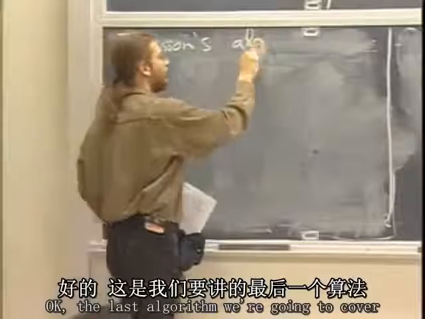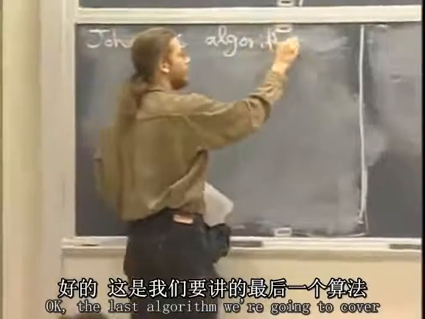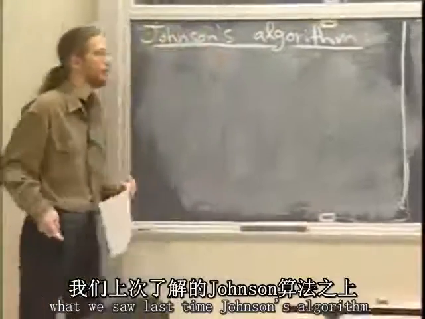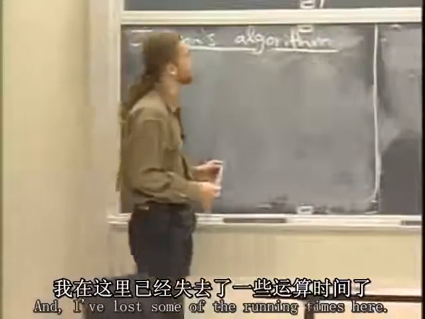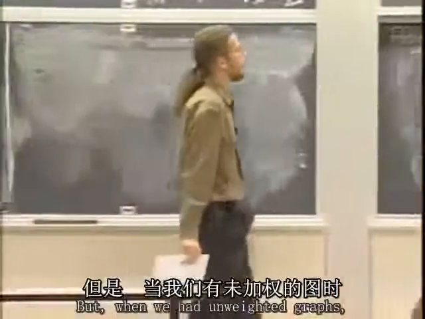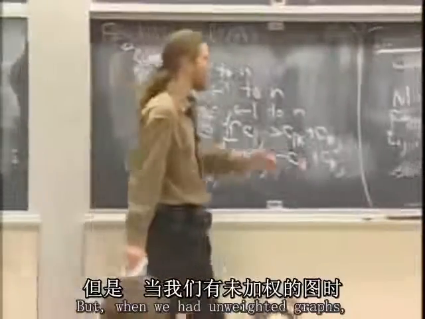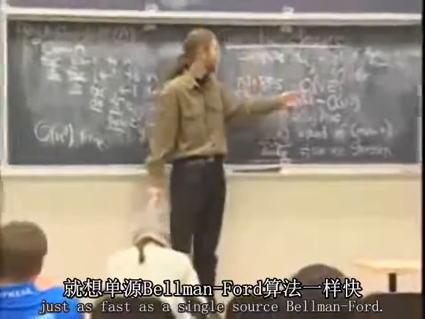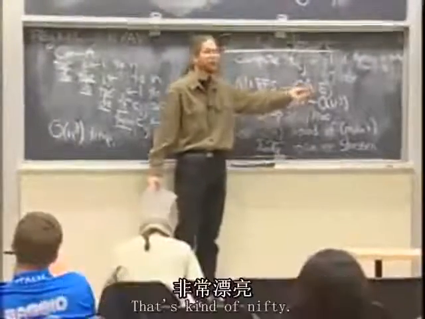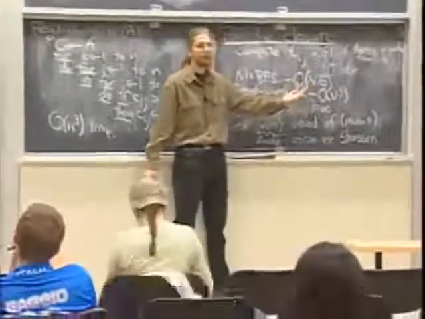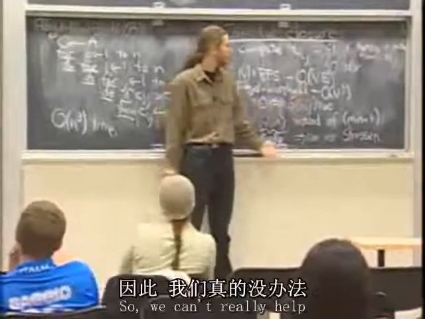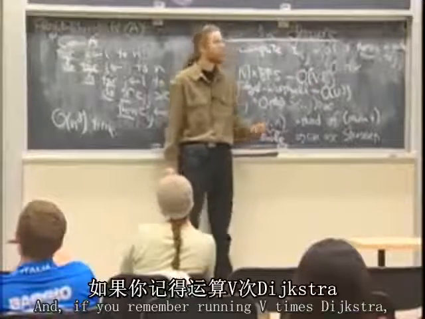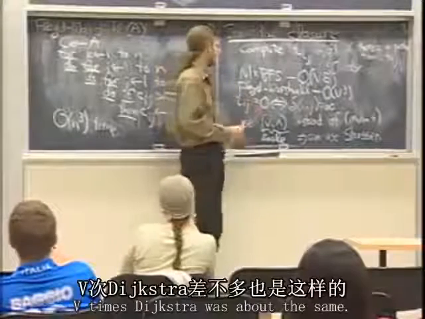The last algorithm we're going to cover is really going to build on what we saw last time, Johnson's algorithm. I've lost some of the running times here, but when we had unweighted graphs, we could do all pairs really fast, just as fast as one single source Bellman-Ford. That's kind of nifty. We don't know how to improve Bellman-Ford in the single source case. So we can't really hope to get anything better than V times E.